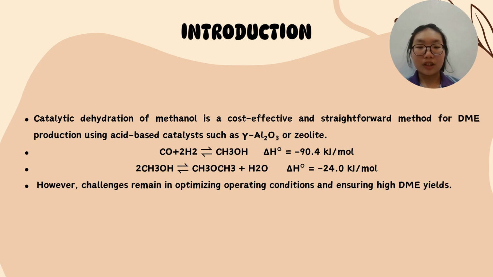These two following equations are the equations that we use in catalytic dehydration of methanol. First, we have a reaction between carbon monoxide and two hydrogen to form methanol, and two methanol will break down and then form 1 mole of DME and water. Even though this process is straightforward for the production of DME, it still remains a challenge in optimizing the operating condition and ensuring a high DME yield.